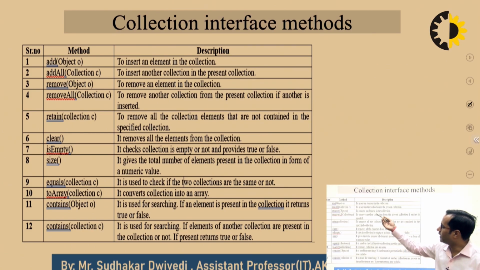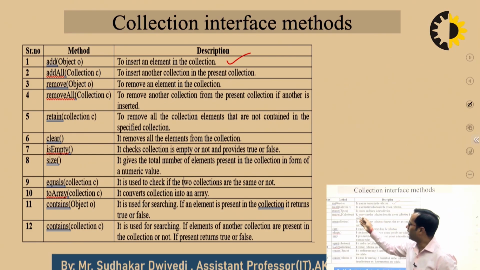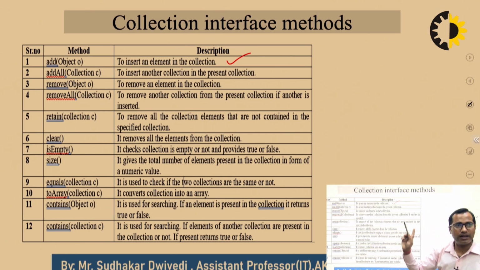Like the add method: if we want to add an element to the collection, we can use this add method to insert an element into the collection. Add all. There is a basic difference between add and addAll. If we want to add a single element, we will use the add method. And if we want to add a whole collection to another collection, we will use addAll.